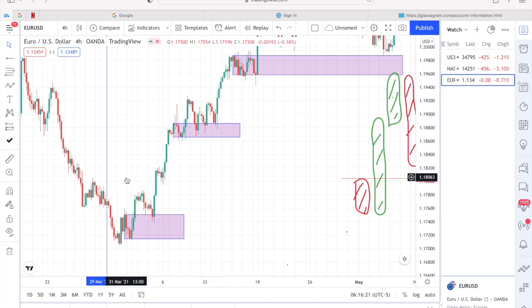So we want to look for order blocks in this market. Look at this one. The market came down here. I had shaded these areas already to show your order blocks. So can you see what happened?